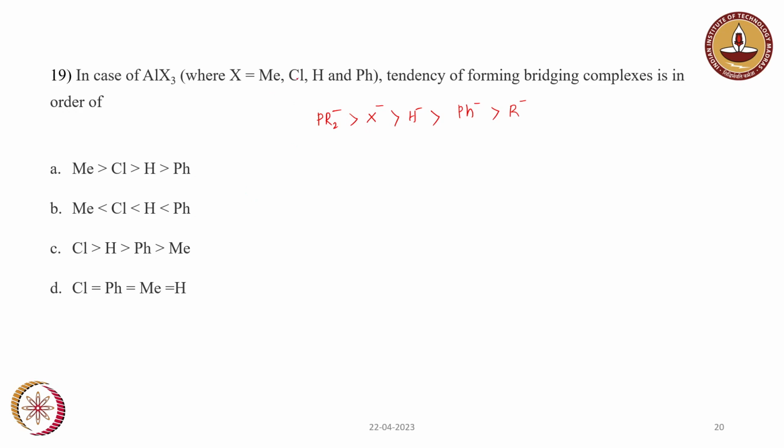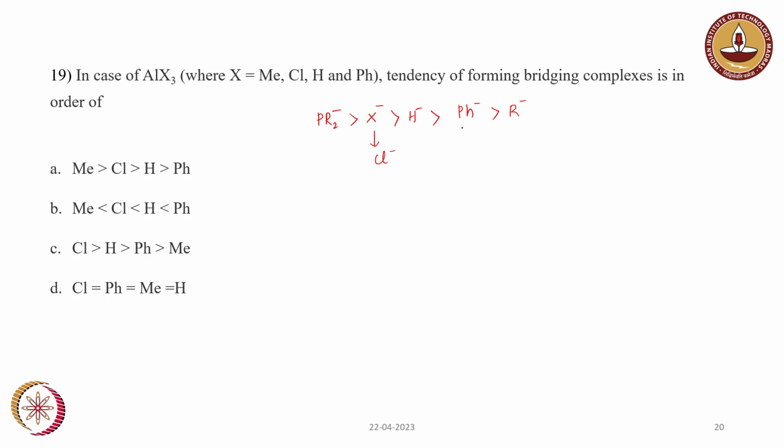So we are given Me, Cl, H and Ph. So X here is Cl. So X minus has more lone pairs compared to the other three. So it will be able to form a bridging bond more than these three. And in hydrogen, it's smaller and it's easier to form bridging.